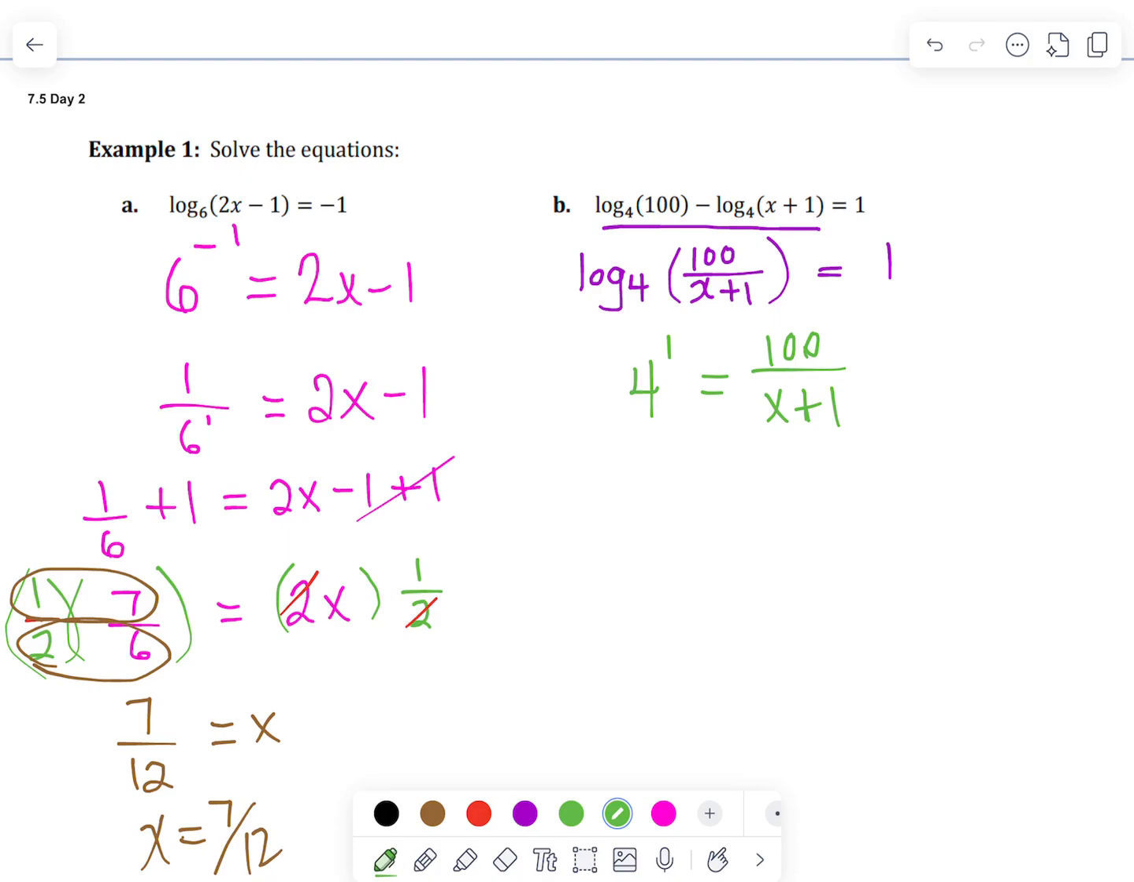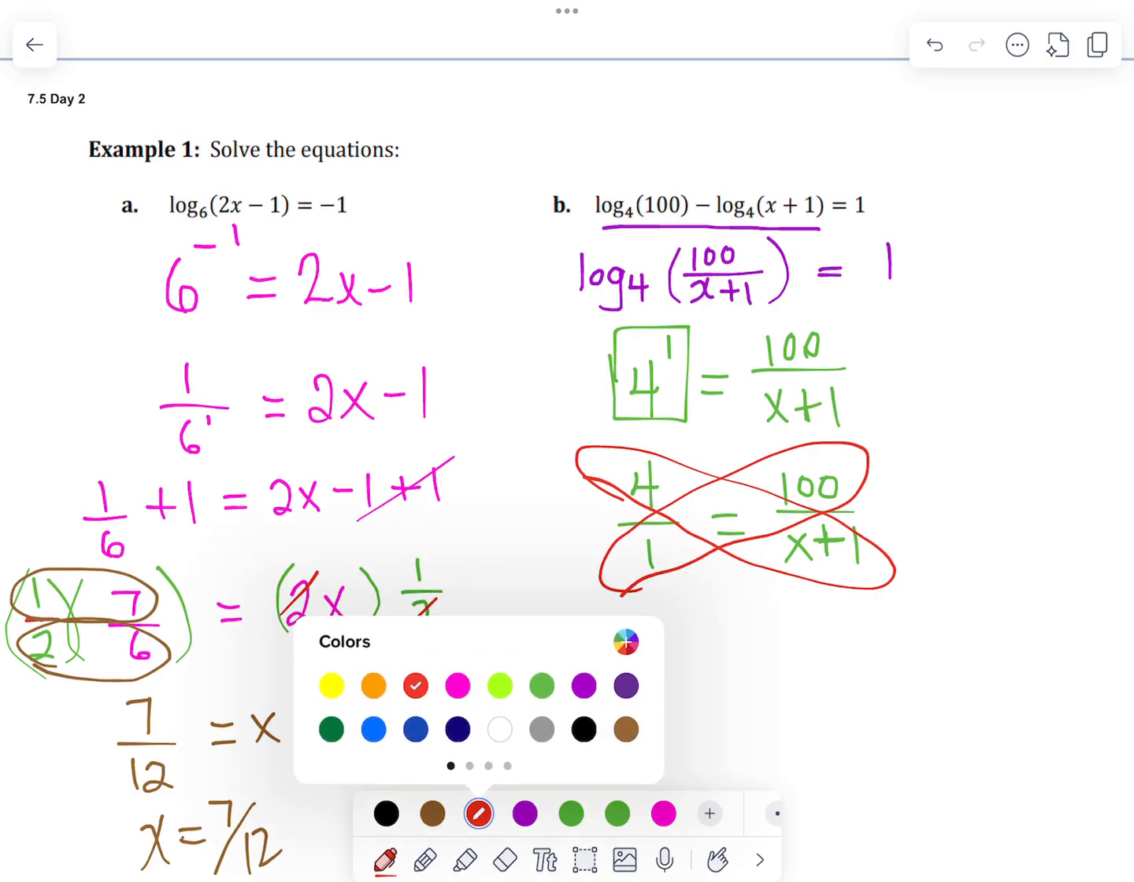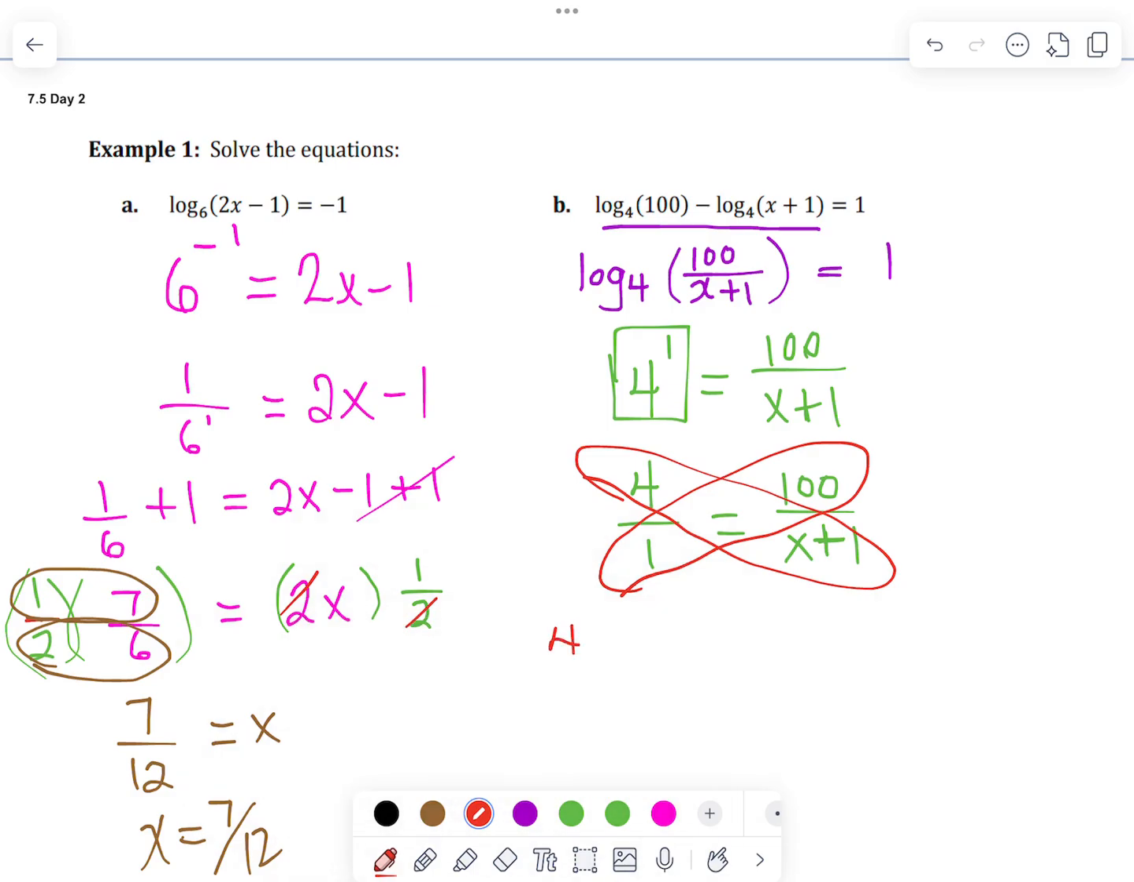Now what I'm going to do is identify that 4 to the first power is 4. And I'm just going to change that to a fraction, so 4 divided by 1. Again, 4 to the first, this right here is 4. I'm just changing it to a fraction now. What I can do next is use cross multiplication. So 4 times the quantity x plus 1 equals 1 times 100.